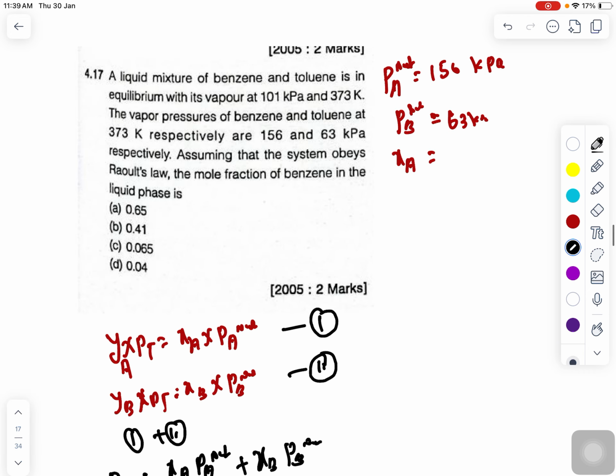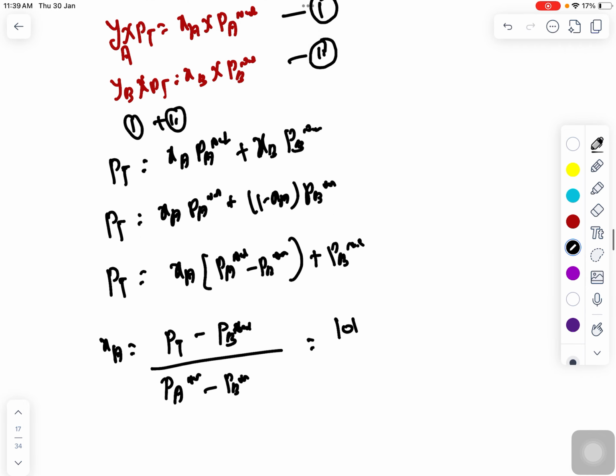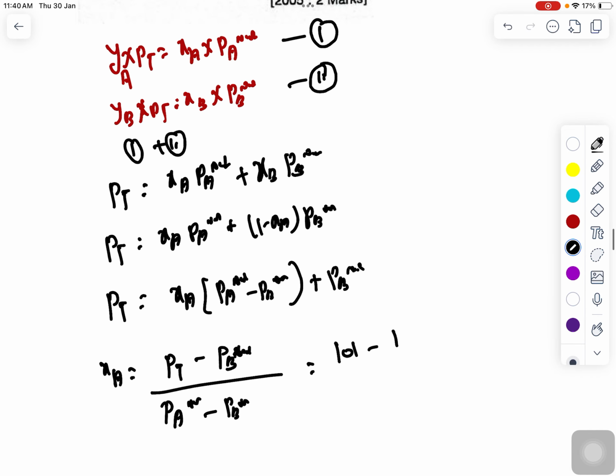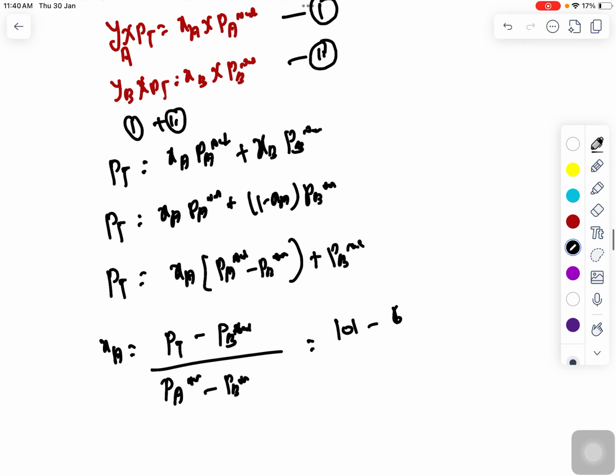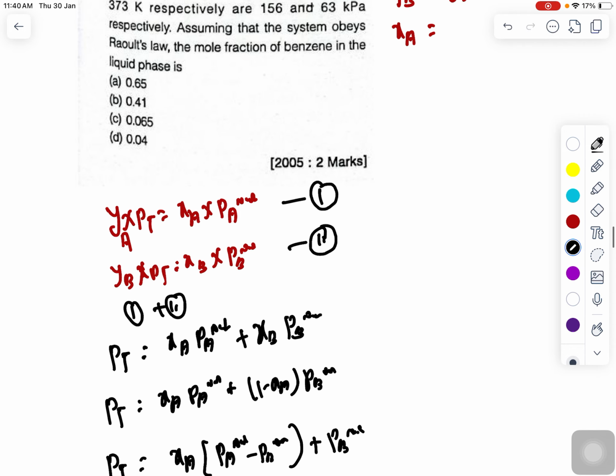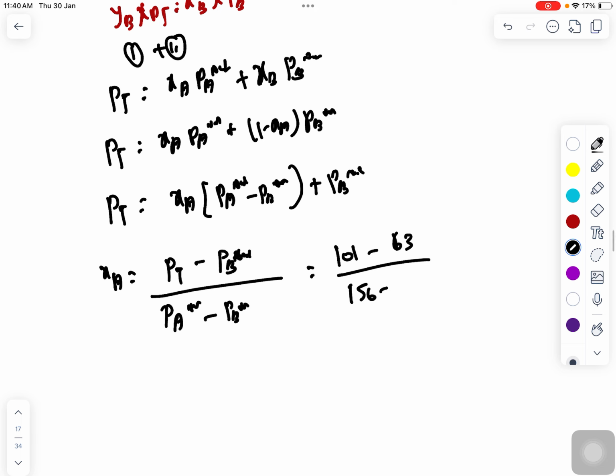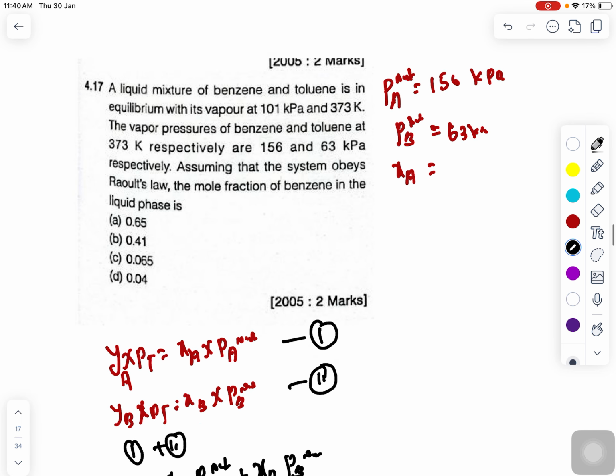So here from the question you can see the total pressure PT is 101, PB sat is 63 kilopascal and PA sat is 156, so 156 minus 63. Once you calculate, you will get the mole fraction of A, that is benzene in the liquid phase, as 38 divided by 93, something like that. So I think it would be approximately more than 0.5. If you see the options, you can say that you'll be getting the answer as option A.